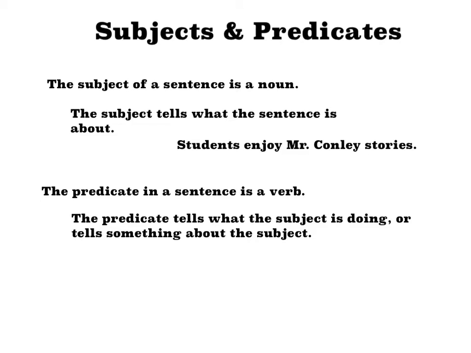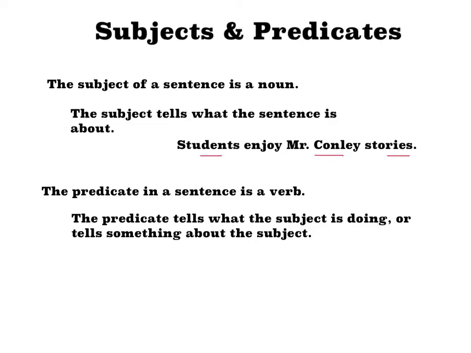All right, here's a very simple sentence. Students enjoy Mr. Conley's stories. Now this is a complete sentence because it includes both a subject and a predicate. So what we need to do is figure out what the subject in this sentence is. Now we know that the subject is the noun in the sentence. However, we actually have three nouns in this sentence. First noun is students, another noun is Mr. Conley, and another noun is stories.